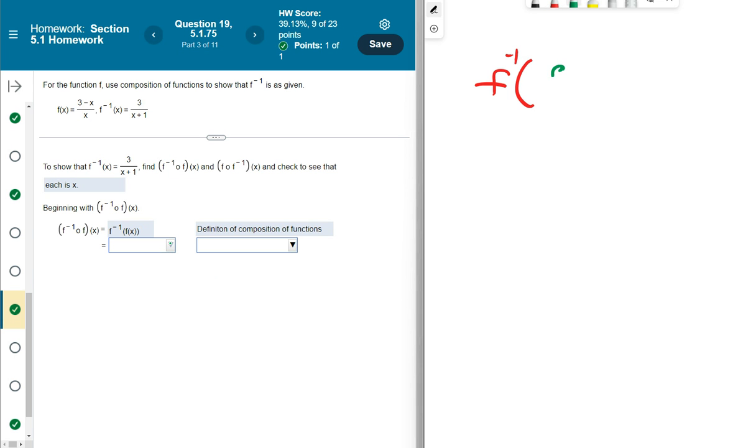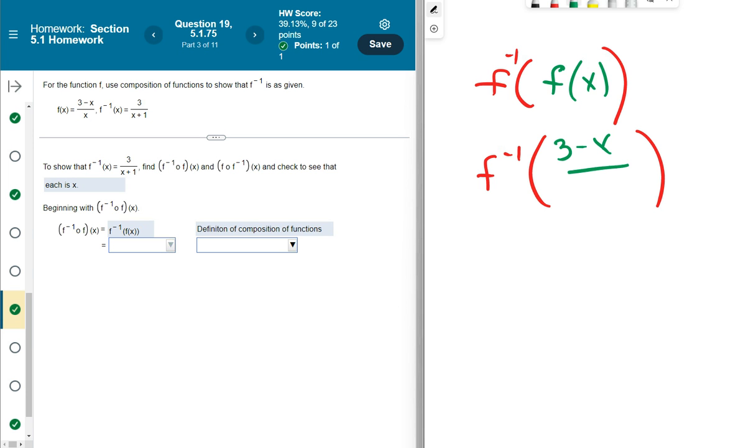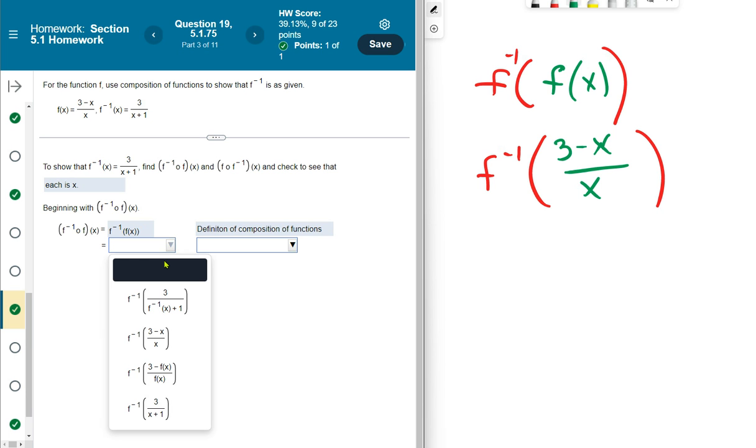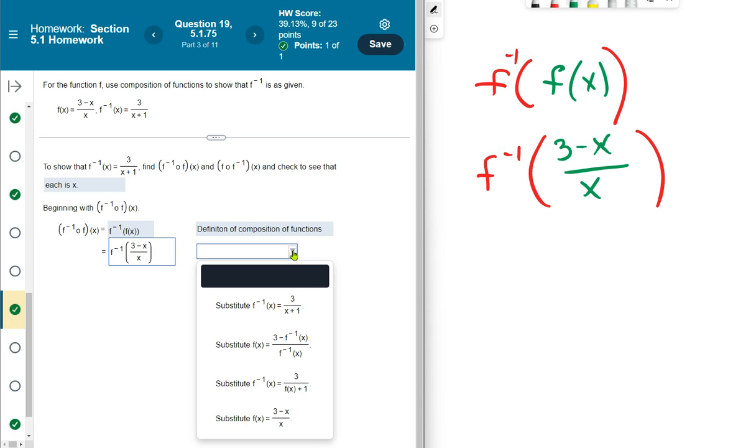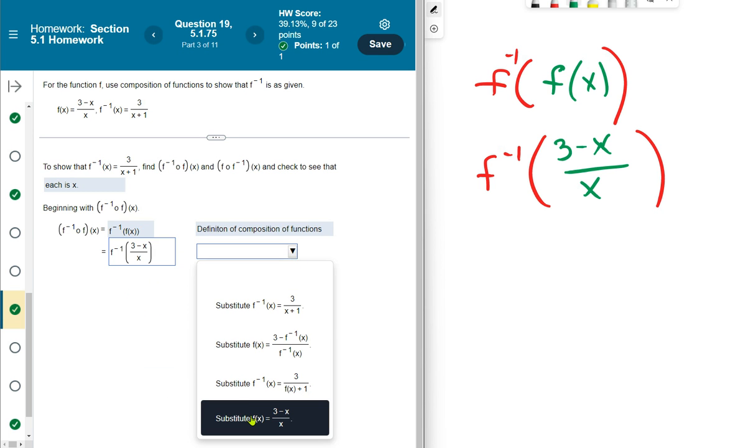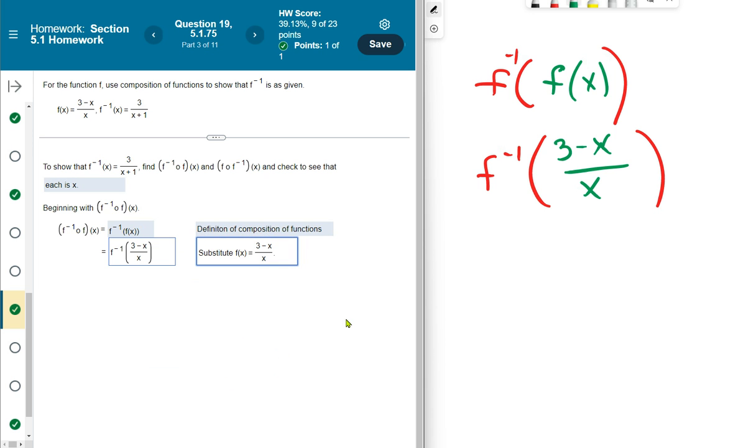Okay, so we're going to be calculating f negative 1 of f of x. You're going to be taking out f of x and putting what it's equal to in. That's 3 minus x over x. So when I hit my drop down box, that's this one right there. And it says substitute the f of x, which is 3 minus x over x. Check answer. Good job.